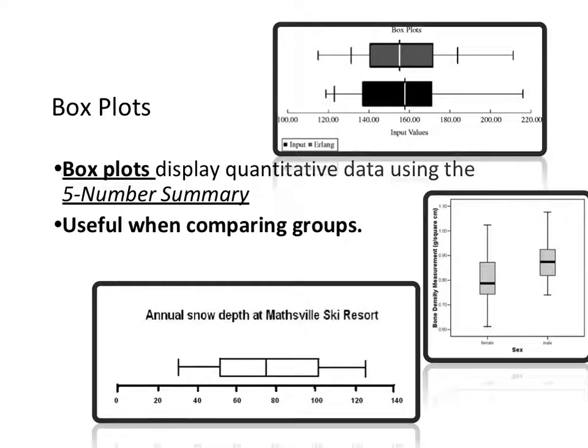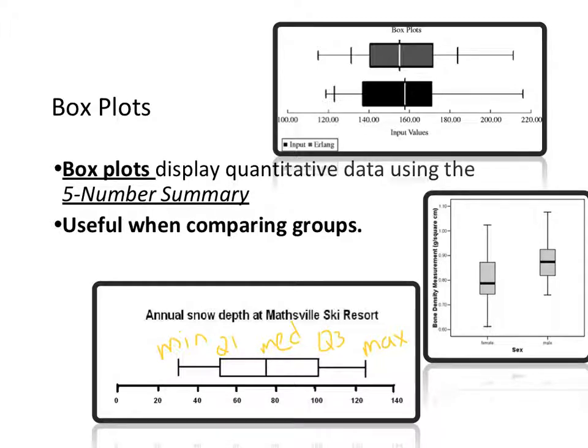Box plots display quantitative data using the 5-number summary. So when we say it uses the 5-number summary, the start of the whisker, that is your min. The start of the box is your first quartile. The line through the box is your median. The end of the box is your upper quartile or your third quartile. And the last whisker, that is your max. So that's your 5-number summary.